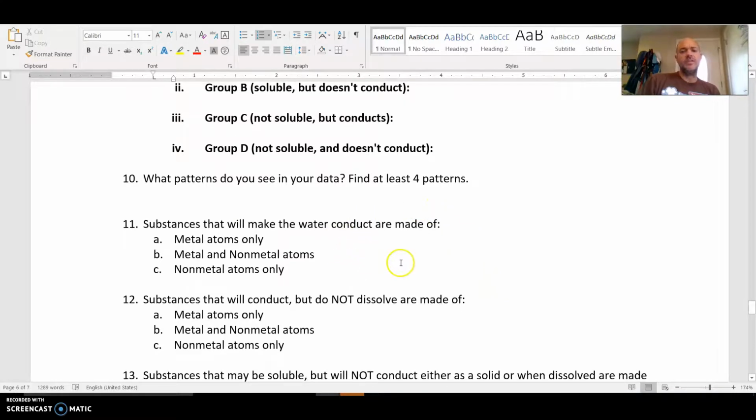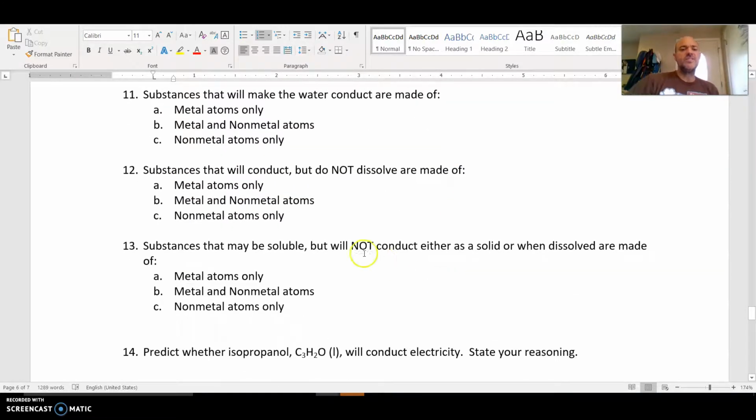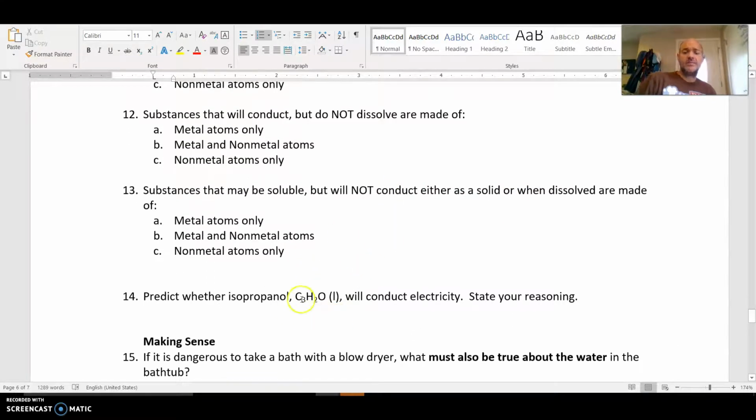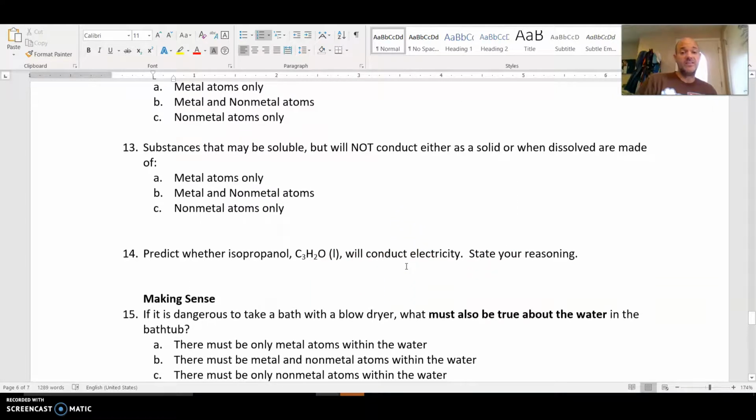If something will make the water conduct, is it made of only metal, metal and non-metal, or only non-metal? Substances that will conduct but do not dissolve are made of metal atoms only, metal and non-metal atoms, or non-metal atoms only. Substances that may be soluble but will not conduct either as a solid or when dissolved are made of what? All right. And then to put it all together, predict whether isopropanol, C3H8O, will conduct electricity and explain why you think that.